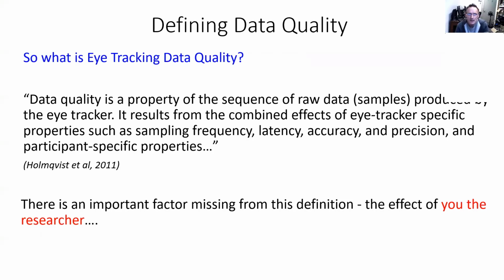And this is a nice definition for a number of reasons. Firstly, it introduces us to some technical terms that we're going to be looking at, things like accuracy, precision, latency, which are all relevant when assessing eye tracking data quality.